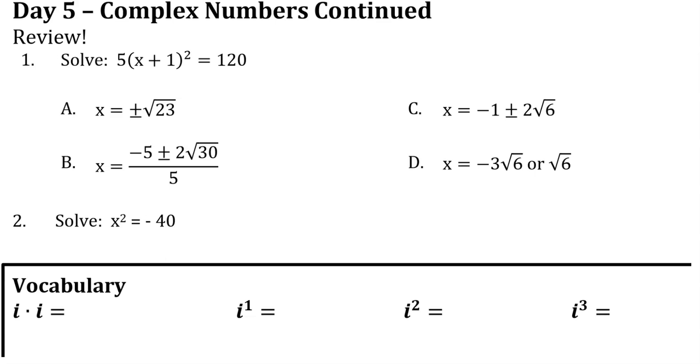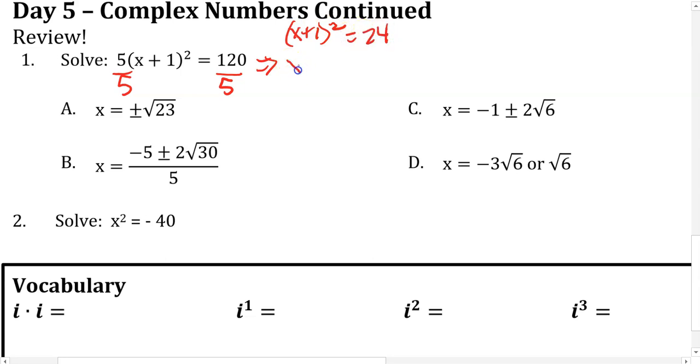So first, a bit of review for solving a quadratic equation. To solve, we can either multiply x plus 1 times itself, or square it, and then multiply by 5, find that, and then subtract 120 to set it equal to 0, or we can start right off by dividing both sides by 5. So here we now have x plus 1 squared equals 24.